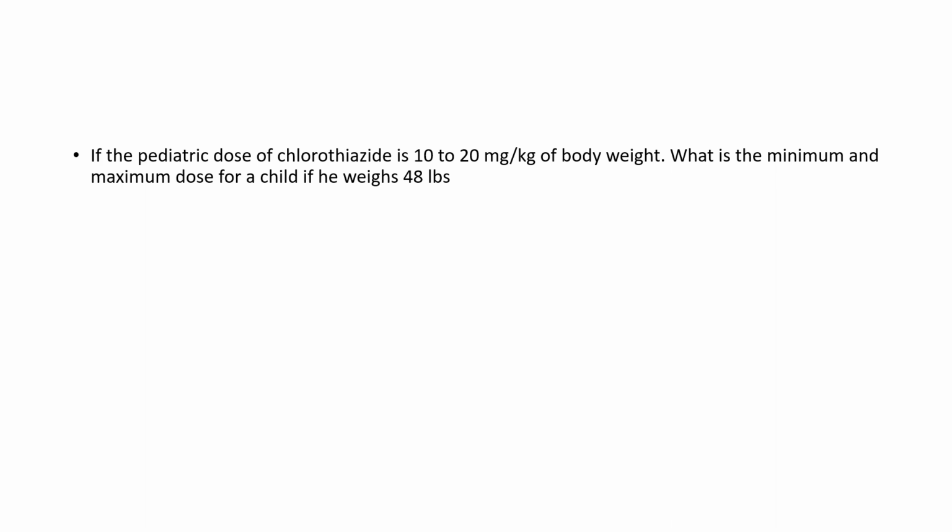Okay, so let's resume. If the pediatric dose of chlorothiazide is 10 to 20 milligrams per kilogram of body weight, what is the minimum and maximum dose of a child if he weighs 48 pounds? In this case, you need to have a range. You are looking for the range of the dosing. So it is 10 to 20 milligrams per kilogram body weight. You need to simply multiply 10 milligrams per kilogram and 20 milligrams per kilogram. However, the patient's weight is in pounds.